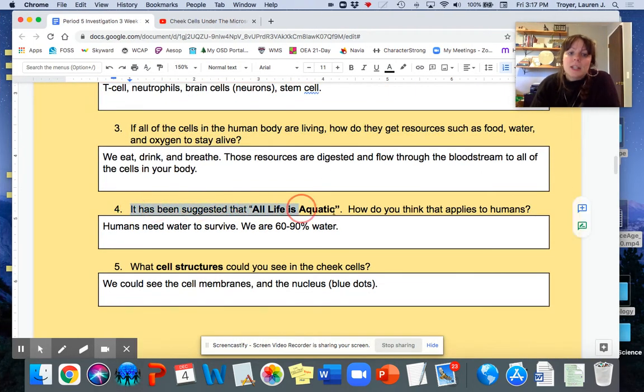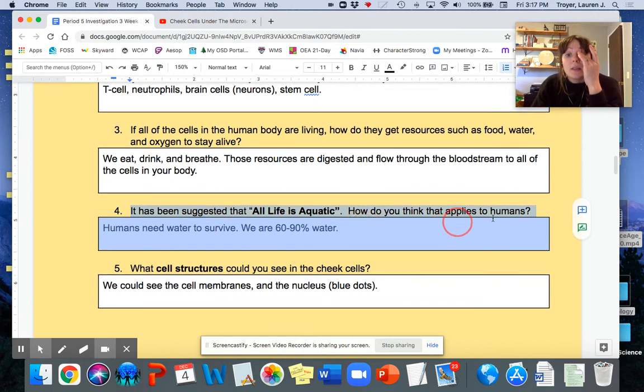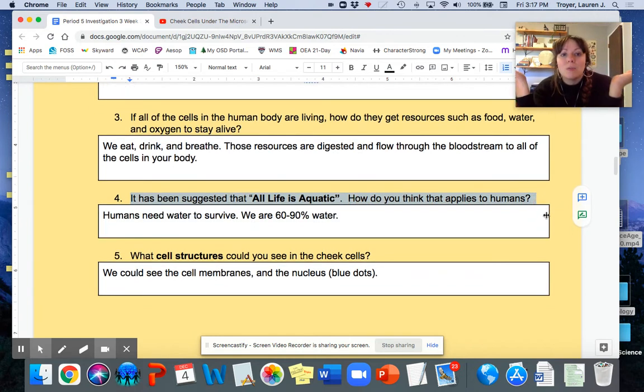It has been suggested all life is aquatic. How do you think that applies to humans? We don't swim in the water. We don't live underwater. We don't have gills, right? But our cells are surrounded by liquid in our bodies, right? People say we're about 75% water. I guess as you get older, the number can kind of go down. So that's kind of weird, but we're mostly water. Our bodies are mostly water.